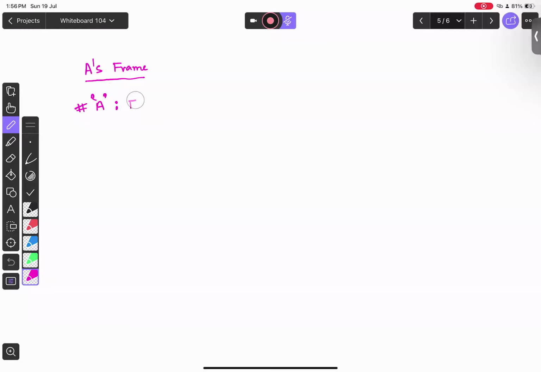A will be considered fixed. But what will we be doing with B? To analyze the motion of anything, I must know the initial position. So I will find the initial position of B with respect to A.